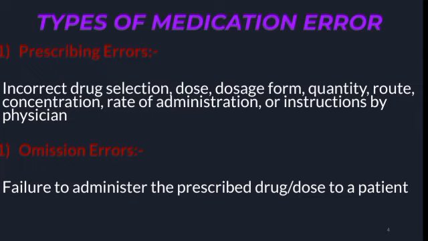Route, like IM, IV, or tablet form. For a tablet, they will write it as syrup. These kinds of errors are route errors. Next, rate of administration. The prescriber will mistakenly write the wrong rate of administration.